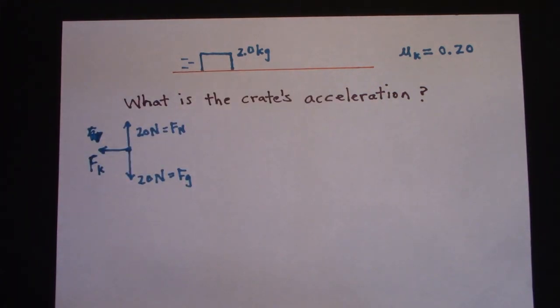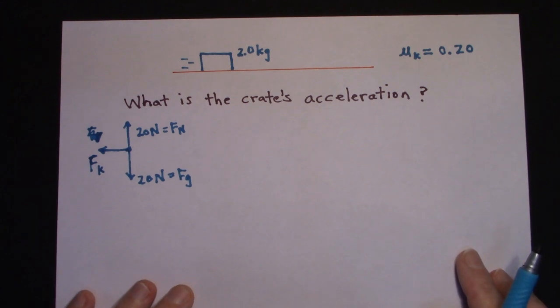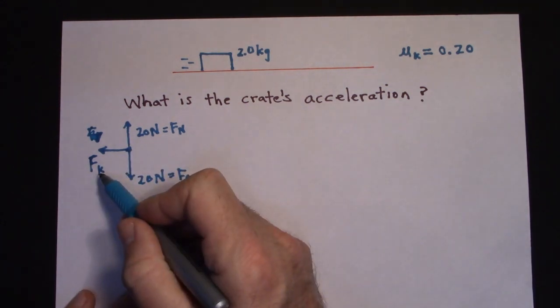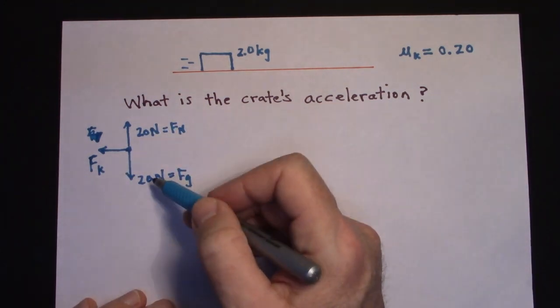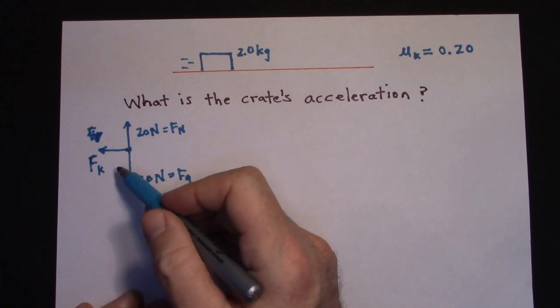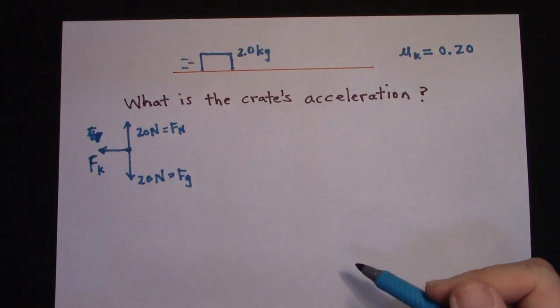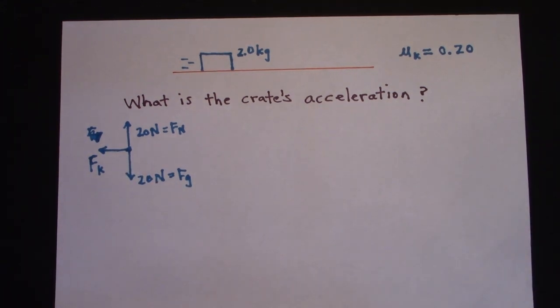Okay, so I want to know what that is. So if I know that force, then I can easily do Newton's second law, because these are going to cancel, and so the net force on this is going to be the force of kinetic friction. So since I know the mass, I can easily get the acceleration. All right, so let's do that.